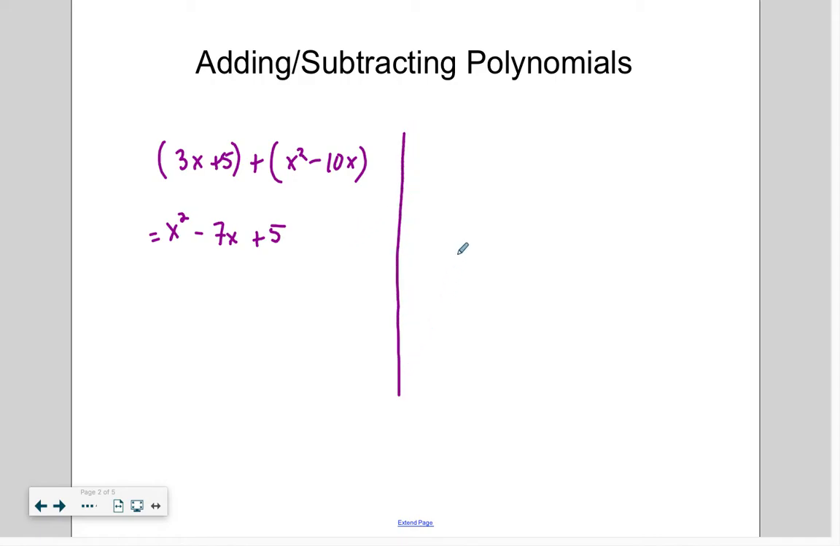Okay, let's do a subtraction one. Let's do a little bit harder one maybe: x squared plus 3x minus, negative 4x squared plus x plus 7. Okay. When you're subtracting polynomials, it's the same thing as combining like terms, but it's not ready to combine. The other one was ready to combine. Here, you have to change the sign of everything in the next.